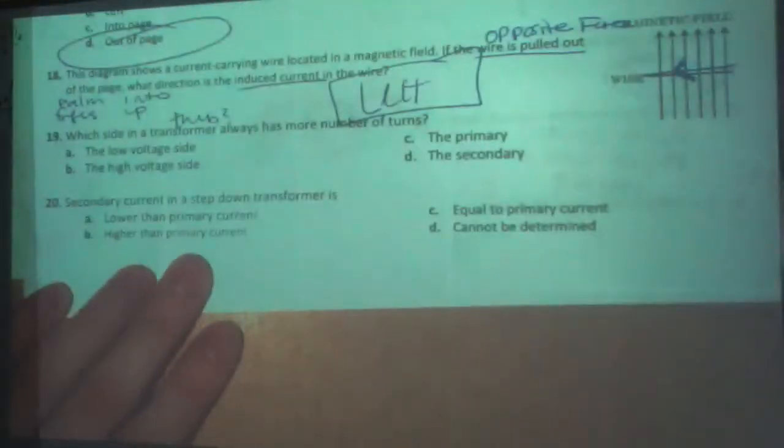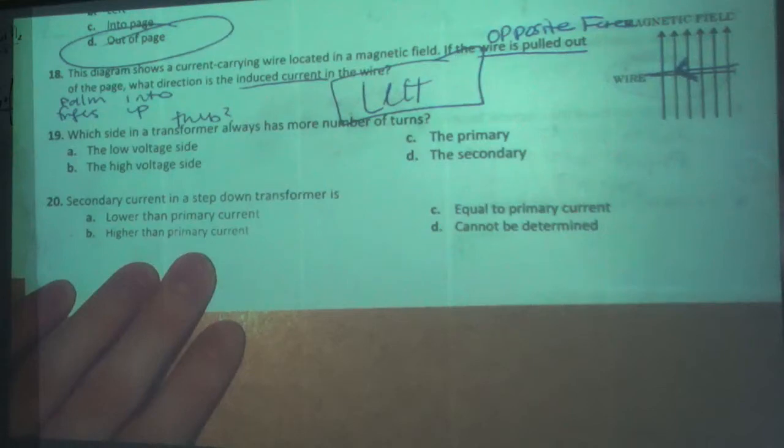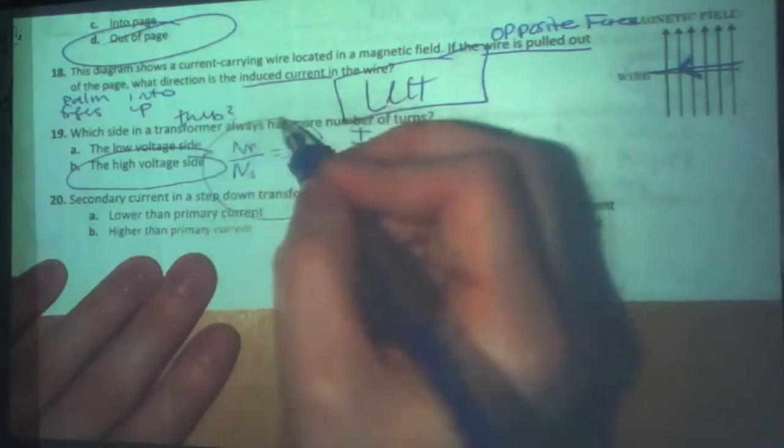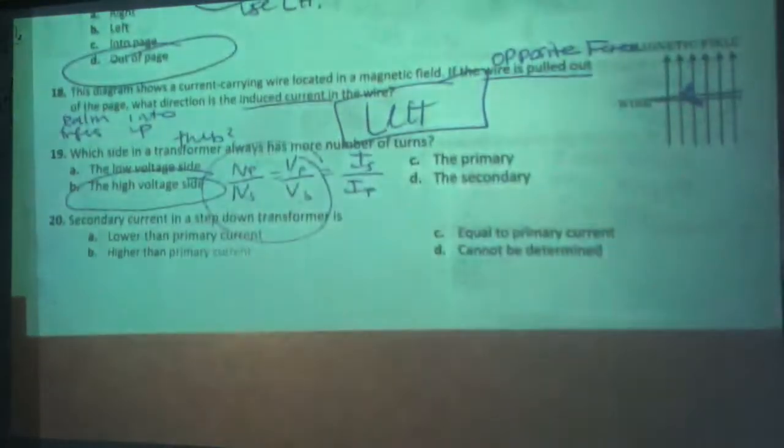Which side in a transformer always has the more number of turns? The one that has the highest voltage. If you look at NP over NS equals VP over VS equals IS over IP, these two do the same thing. If the primary has more number of coils, then the primary will also have more voltage. Sometimes the secondary has more number of coils, which means it would have more voltage. So it's not primary or secondary unless I know it is a step up or step down transformer. In a step up, the secondary side has more turns. In a step down, the secondary side has less turns. But I do know more turns always goes with more voltage.